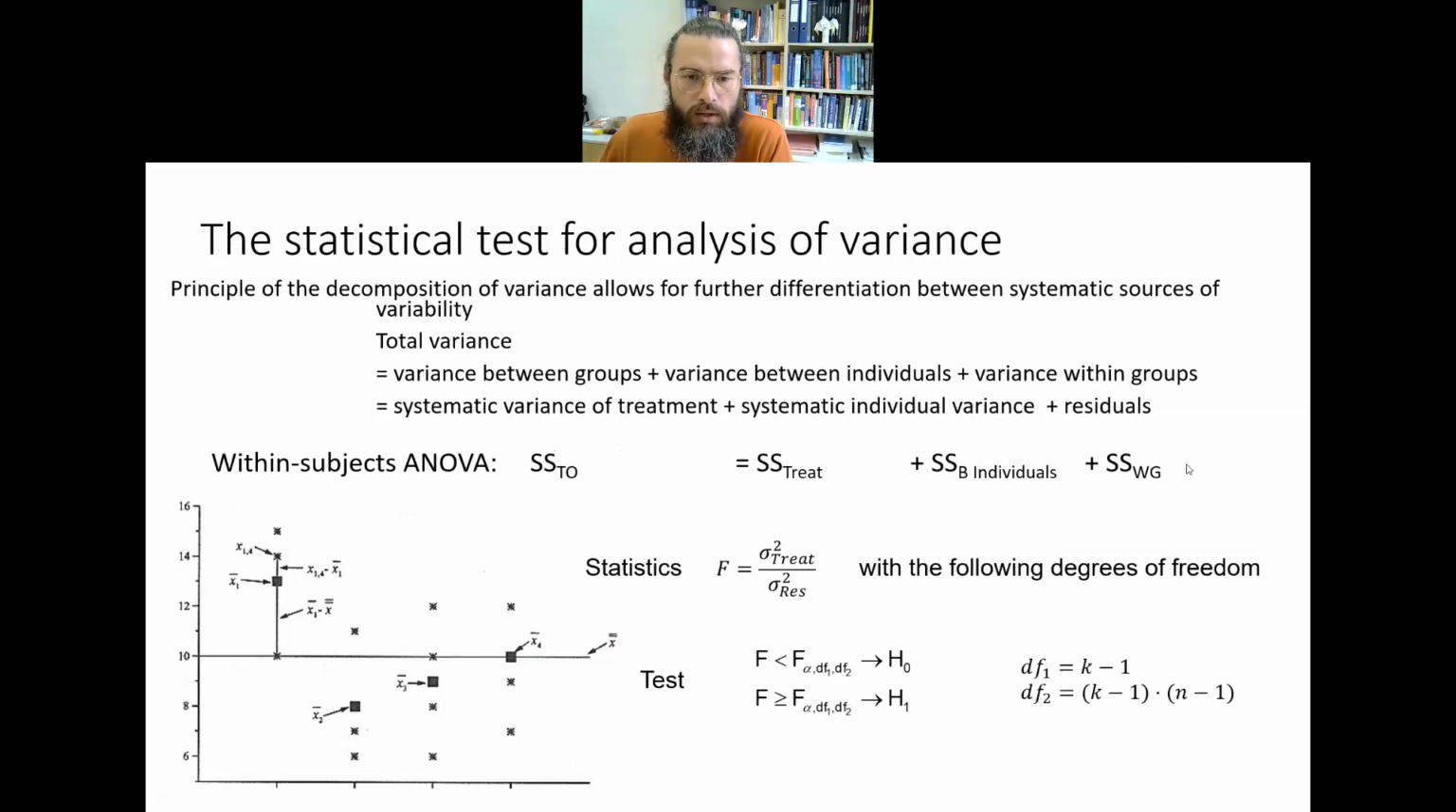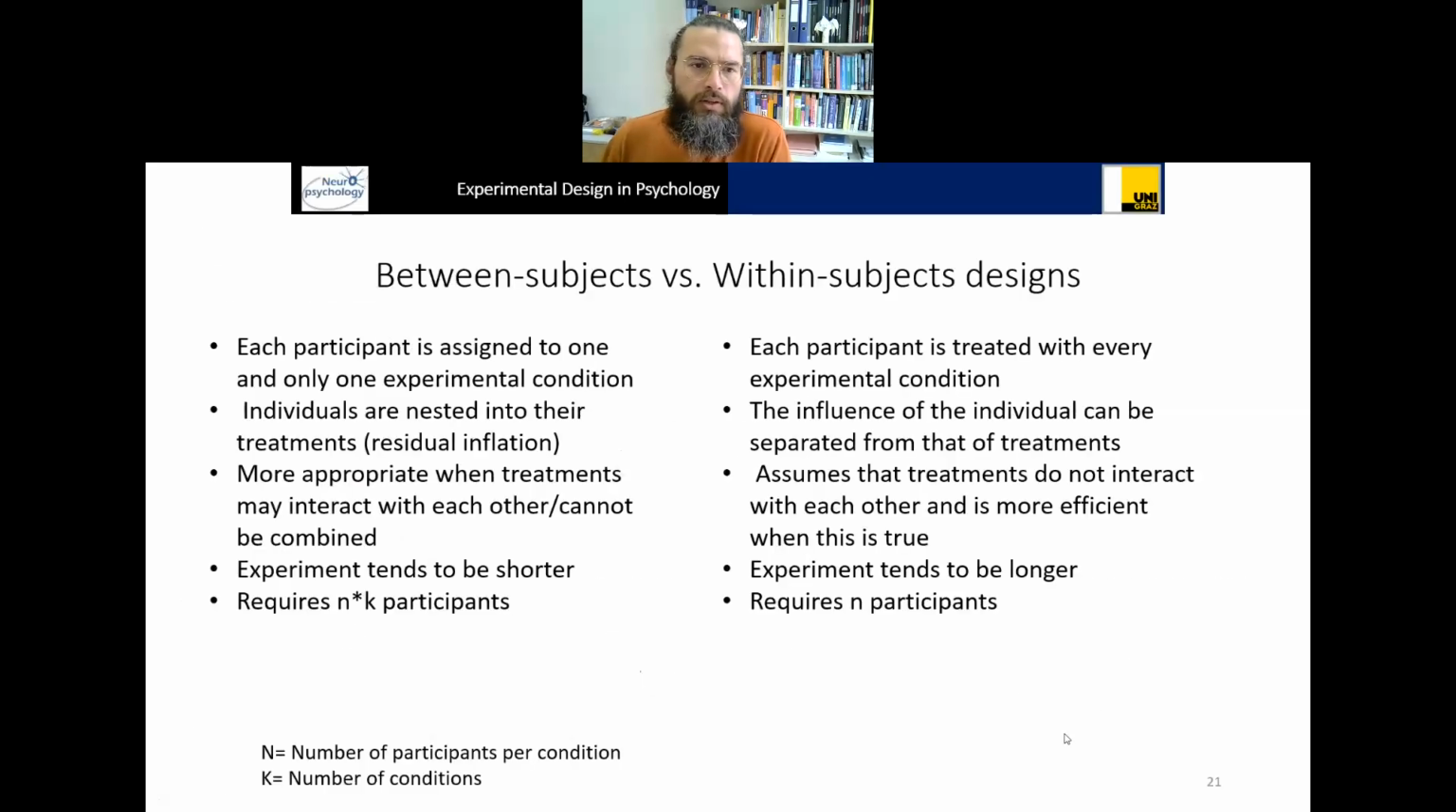All right, so how does that work? You also have an F-test, and the F-test will also be a comparison of the systematic variance with the variance of the residuals. But here you'll see that the calculation of the degrees of freedom is slightly different. And so, let's move to the characterization of these two kinds of designs.